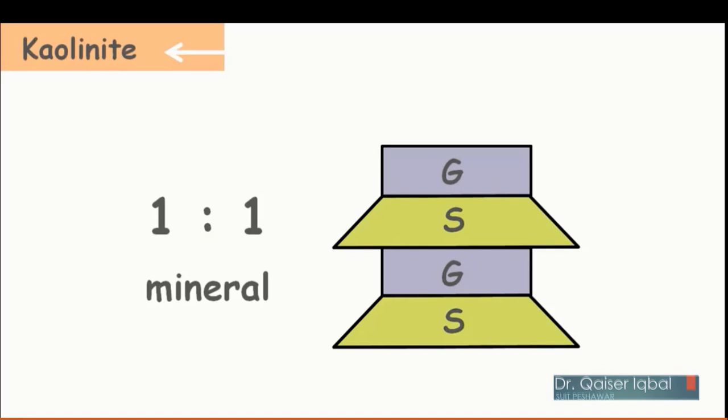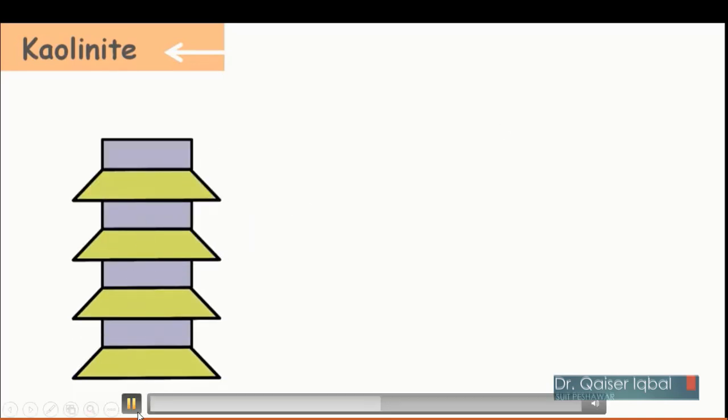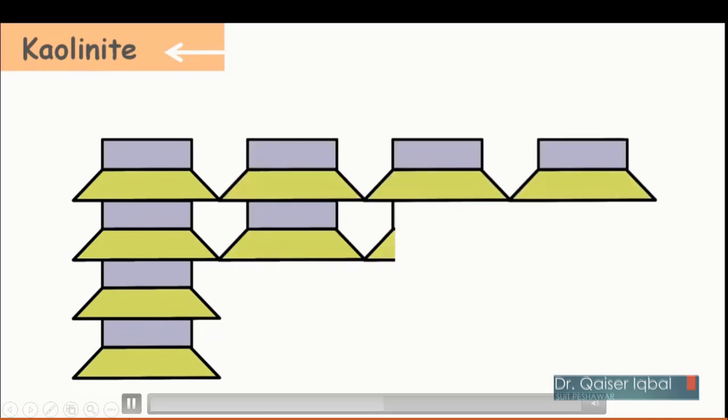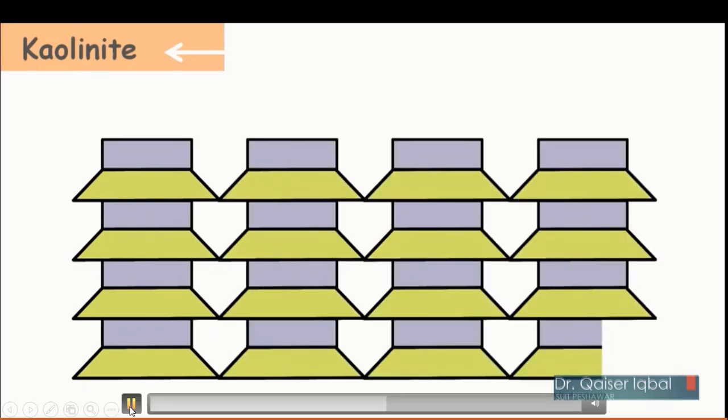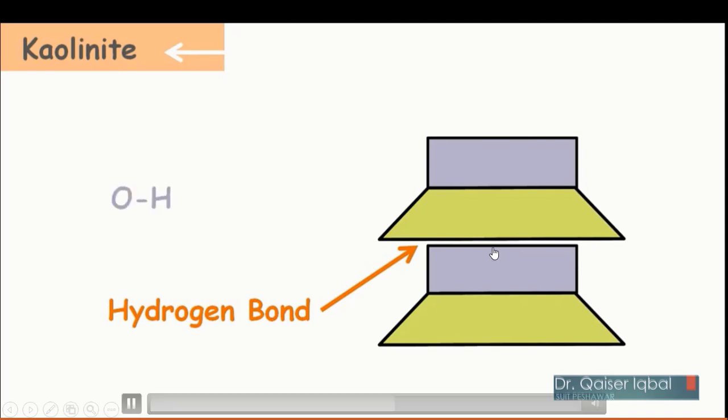So over here silica is connected with the gibbsite directly, you can see, and this is why it is called 1:1 mineral. So 1 silica and 1 gibbsite, and several sheets combined together will give you the kaolinite. In kaolinite you got hydrogen bond. So what is basically hydrogen bond? On one side you got hydroxyl ion of your gibbsite sheet, and that is basically connected to oxygen ion of the silica sheet. So hydroxyl ion OH of gibbsite sheet.